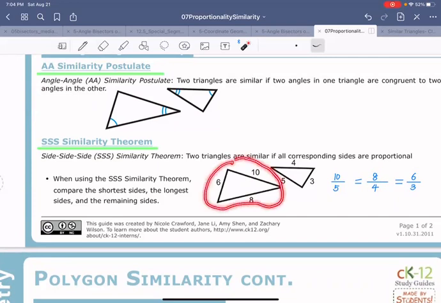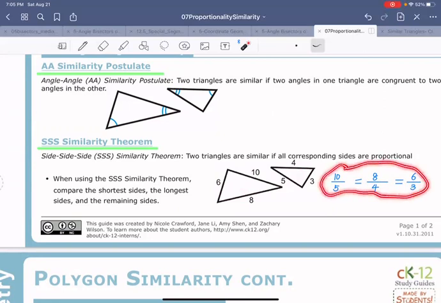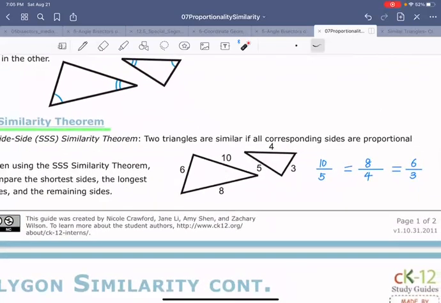As we can see, this triangle and this triangle, if we list those ratios, if those ratios are proportional, okay, and you see 10 divided by 5 equals 8 divided by 4 equals 6 divided by 3. If this is correct, then these 2 triangles are called similar triangle also. You can prove this to be true. You can see this is similar.